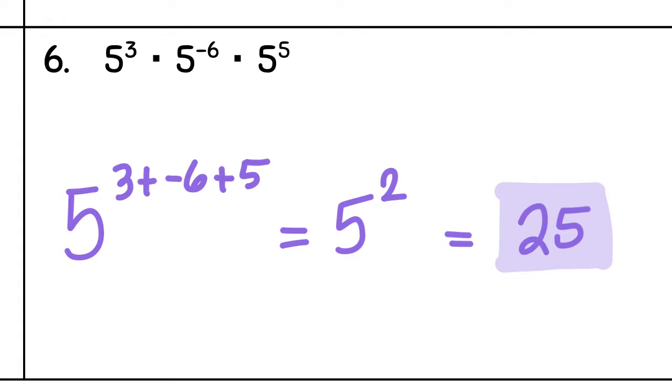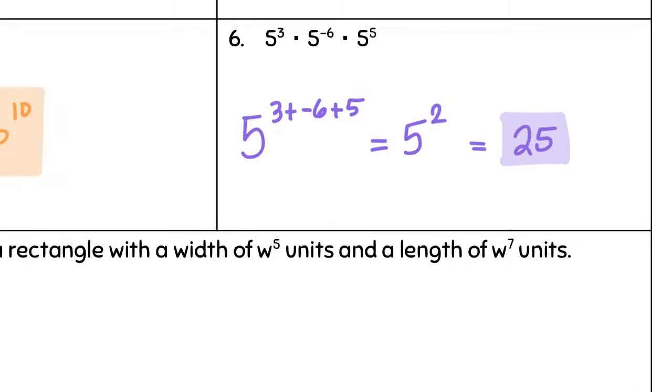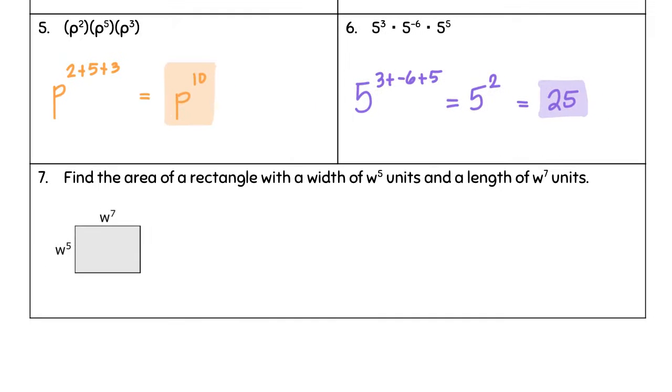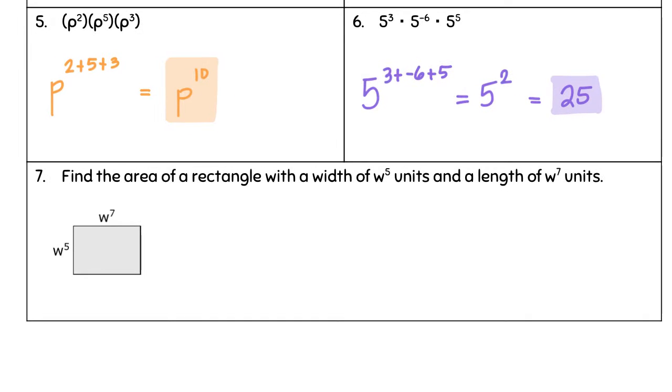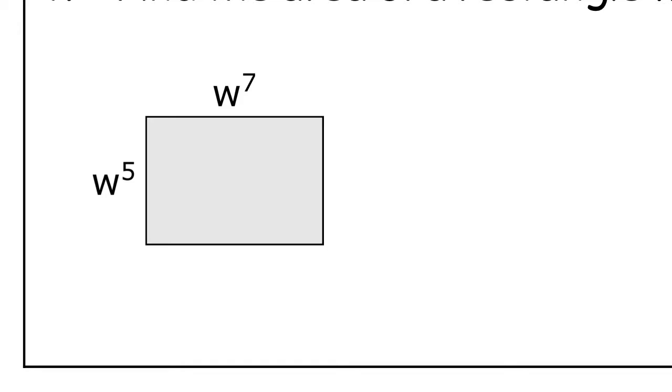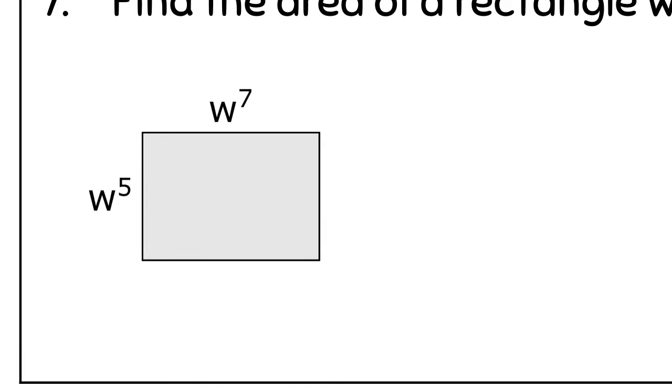Okay, and one last example for today. This is my word problem that goes with multiplying variables. It says find the area of a rectangle with a width of w to the fifth power units and a length of w to the seventh units. Just to help us picture this in our head, we have a picture of our rectangle right here, and they already labeled the length and the width for us.